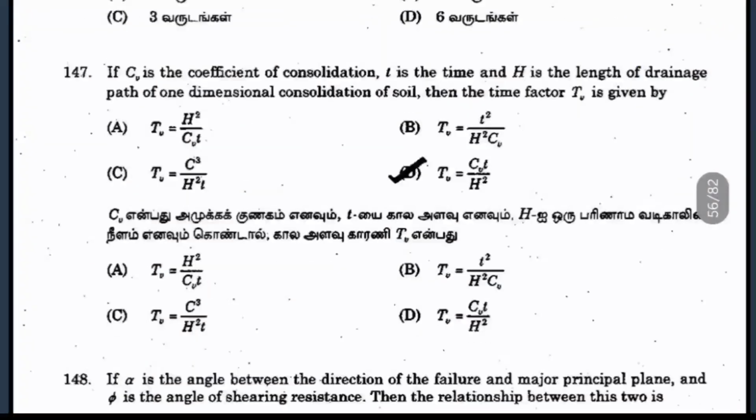147. If CV is the coefficient of consolidation, T is the time taken and H is the length of the drainage path of one-dimensional consolidation of soil, then the time factor TV is what? So CV T by H square, it's a direct answer.